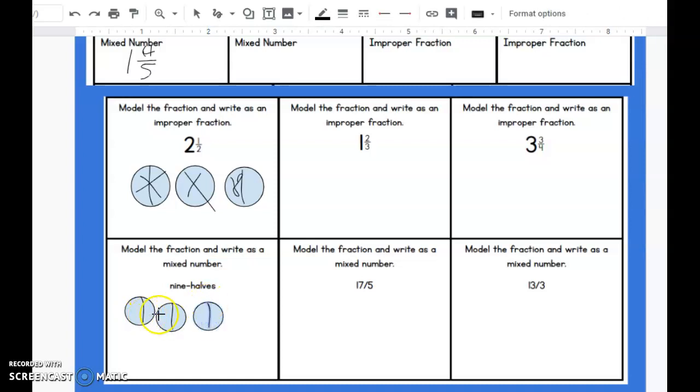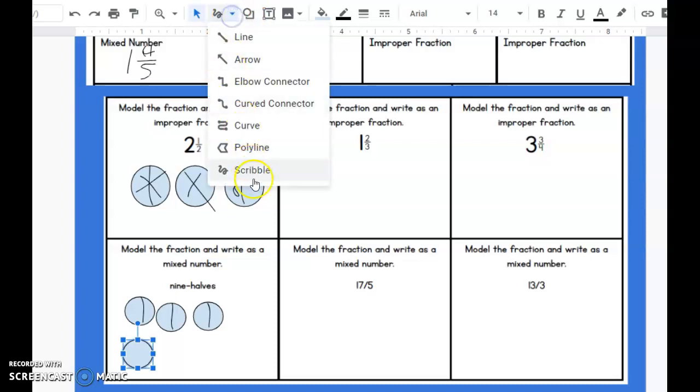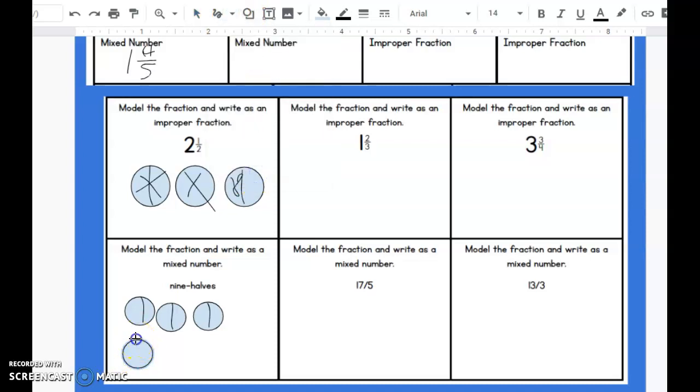Now I have 1, 2, 3, 4, 5, 6. I need 9, so I'm not finished. I'm going to cut that one in half. So I have 1, 2, 3, 4, 5, 6, 7, 8. I need to draw one more circle. And then I'm going to cut that one in half.